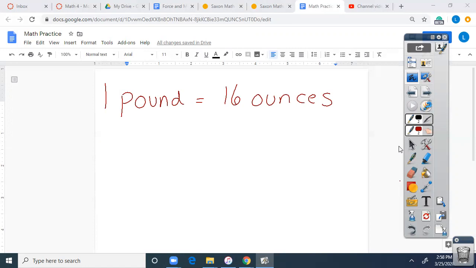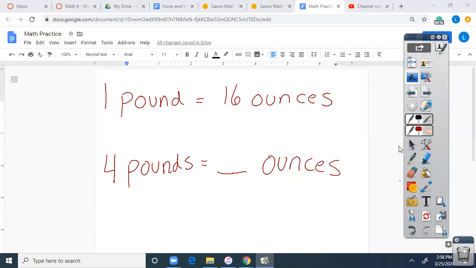Let's say a question said 4 pounds equals how many ounces, how would you solve this? If 1 pound is 16 ounces, how many ounces is 4 pounds? You could do 16 plus 16 plus 16 plus 16, or you could just do 16 times 4, which is 4, carry the 2, 1, or 4 times 1 is 4, plus 2 is 6. So the answer would be 64 ounces.